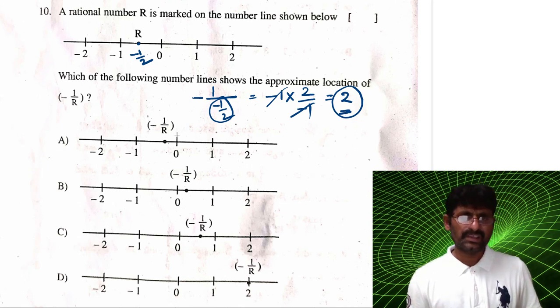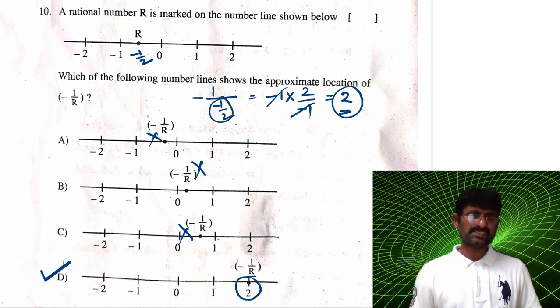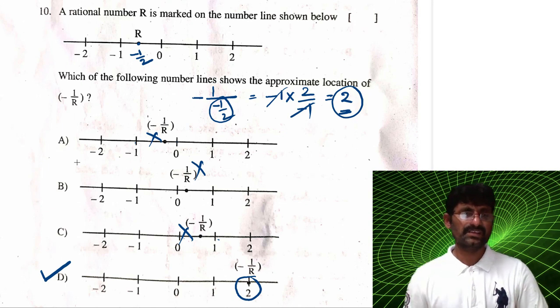If we take A, that is in between 0 and negative 1, this is a negative value. So this is not correct. In the case of B, it is in between 0 and 1, and this is closer to 0. So this is not the correct one. C is also in between 0 and 1, so this is also not correct. In option D, you see this is approximately equal to 2. So option D is correct. Right. Now let's go to the next problem.